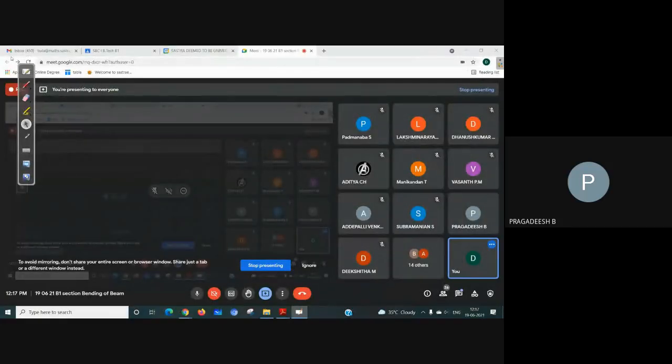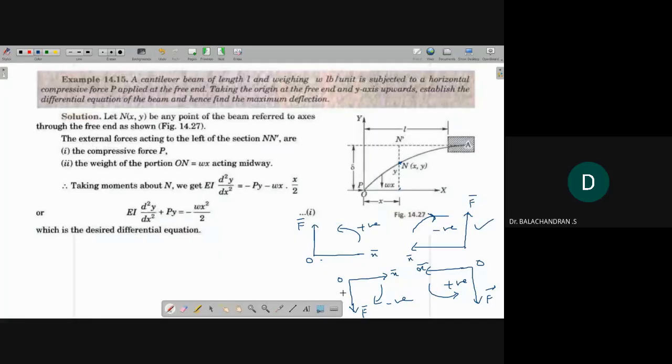Sir, for this fourth one, sir. Four, this one. Sir, third one, sir. The third one, left side. Yes, sir. For this third one, because force is downwards. Okay, force is downwards. So that's why we should choose the third diagram. Here you have a negative sign. So that is why here you have minus omega x into x by 2.